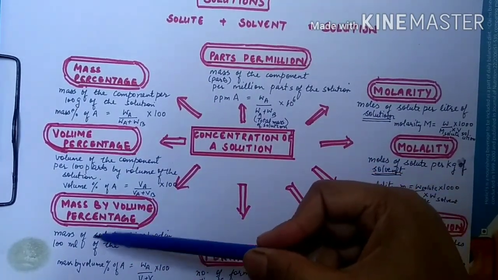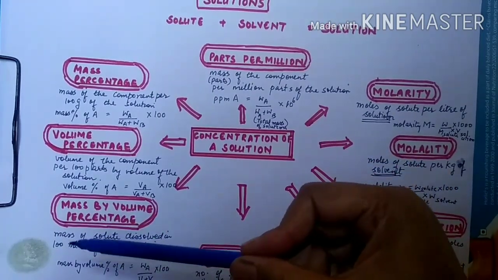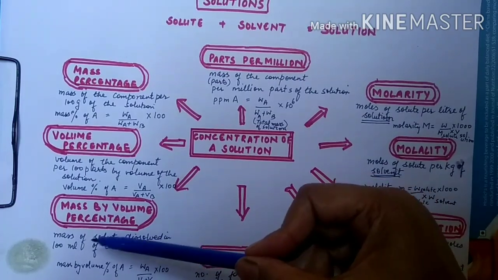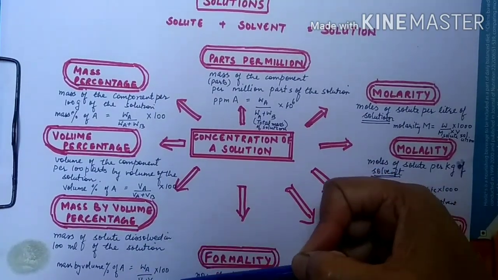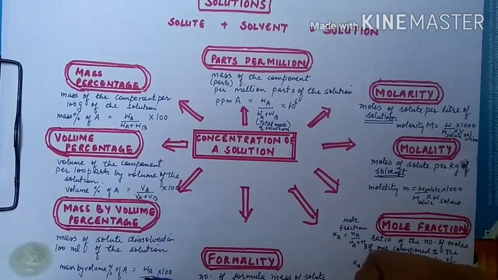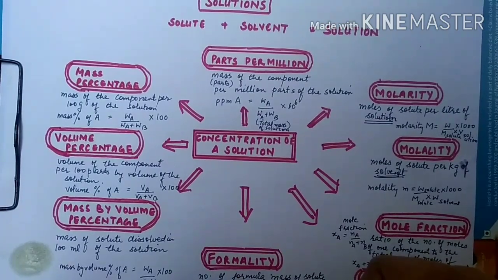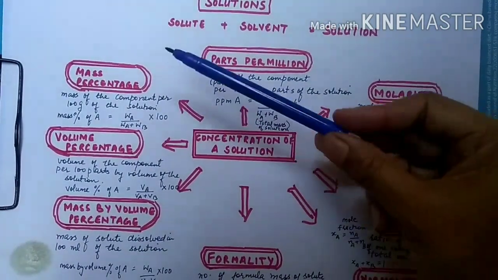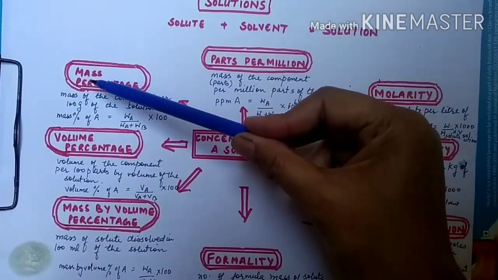It is defined as the mass of solute dissolved in 100 milliliter of the solution. We take mass of solute, but we take volume of solution. So formula will be mass by volume percent of A will be WA upon VA plus VB into 100. Then this was percentage, percent.